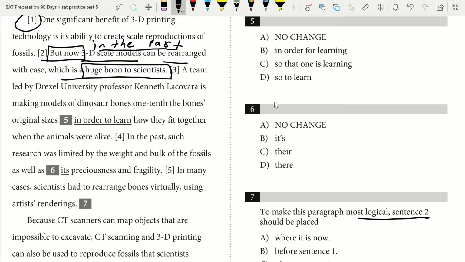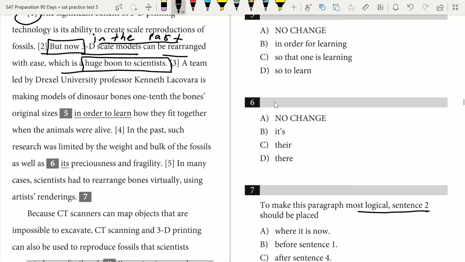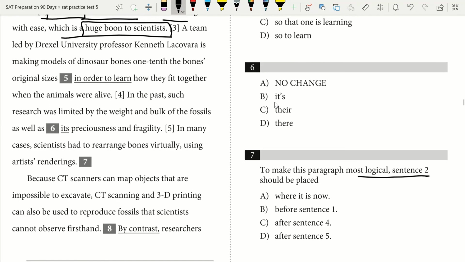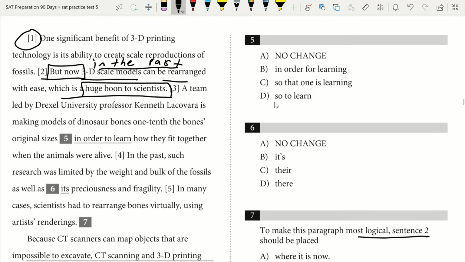All right, so we have a team led by Drexel University professor Kenneth Lacovara is making models of dinosaur bones 1/10 of the bone's original sizes in order to learn how they fit together when the animals were alive. Okay, answer A is going to be correct for number 5. We don't have to change anything there. It flows well, grammatically correct. It's idiomatic, nothing to switch there.